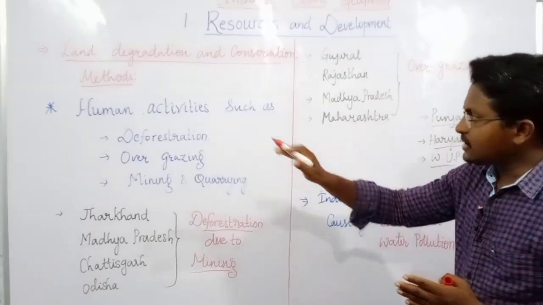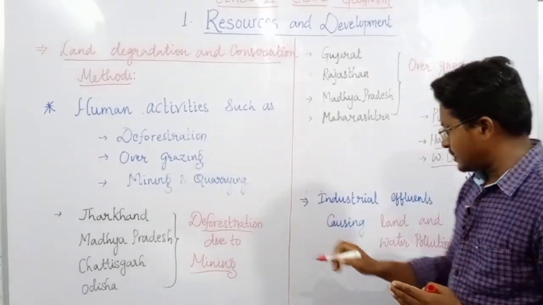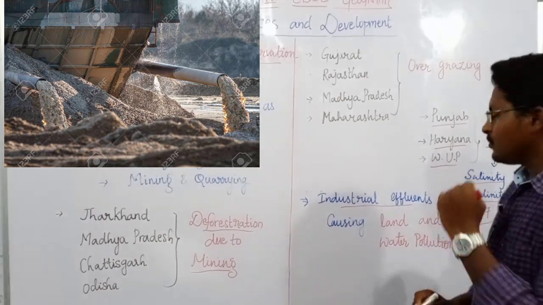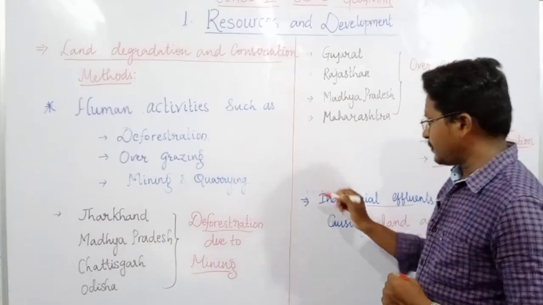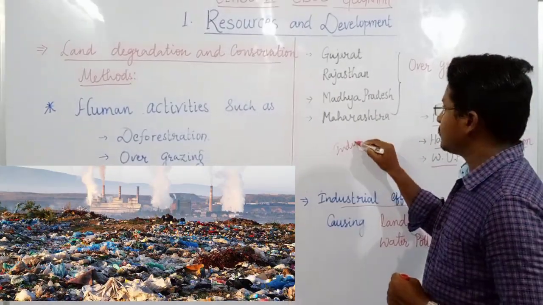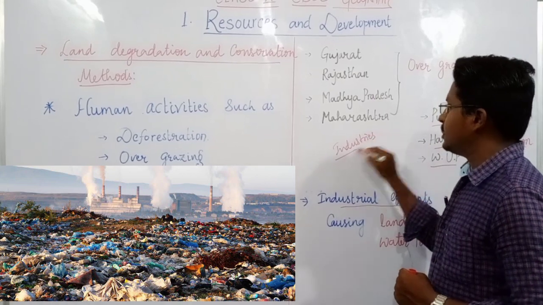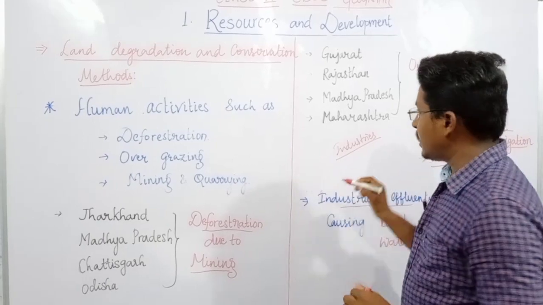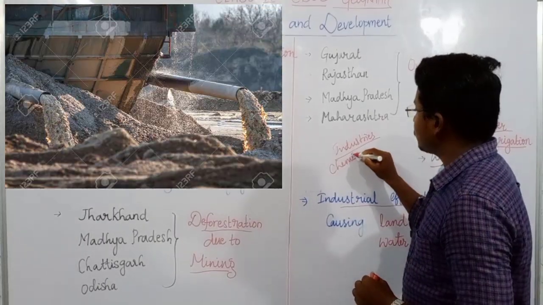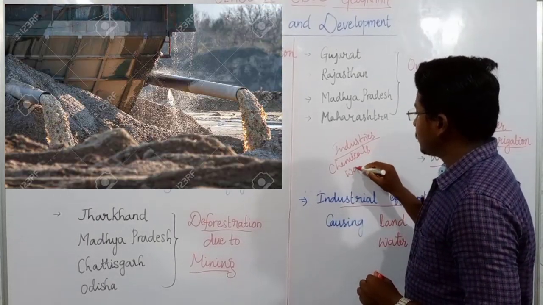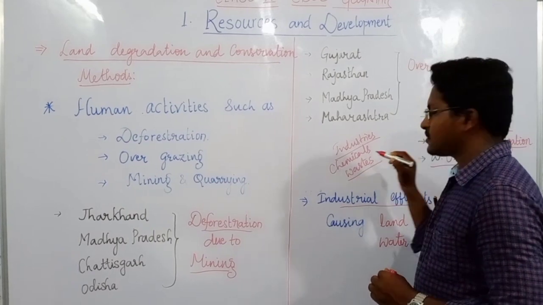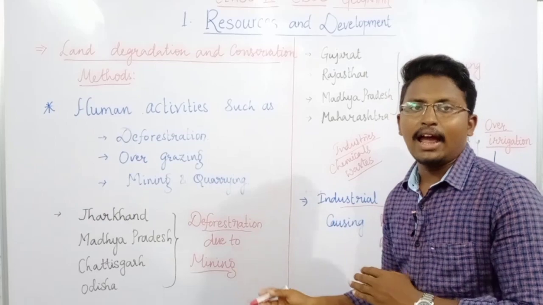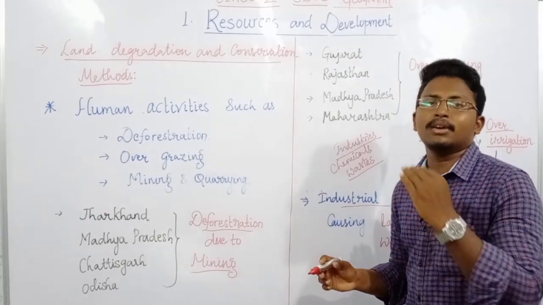Not only these activities, other activities such as industrial effluents are also causing land and water pollution. How? If you take industries, they release some kind of chemicals into the land, or sometimes industrial wastes. So whenever these industrial wastes are released into the land, the land is polluted.